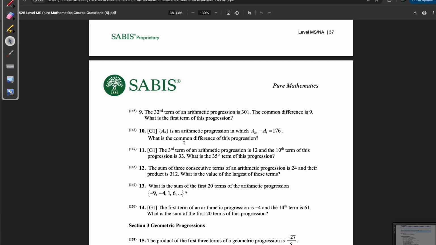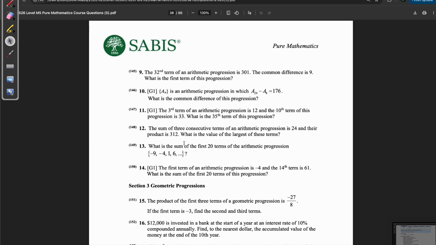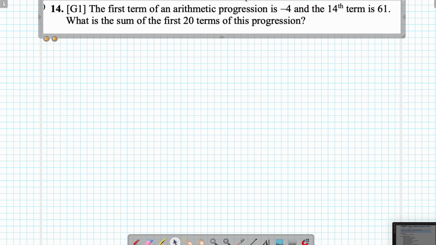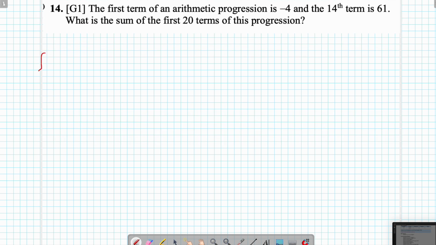Number 14. The first term of an arithmetic progression is negative 4, and the 14th term is 61. What is the sum of the first 20 terms in this progression? Okay, look, when they're speaking of the sum in an arithmetic progression, the rule is n over 2 into 2a1 plus n minus 1 times d. Simple as that, right?